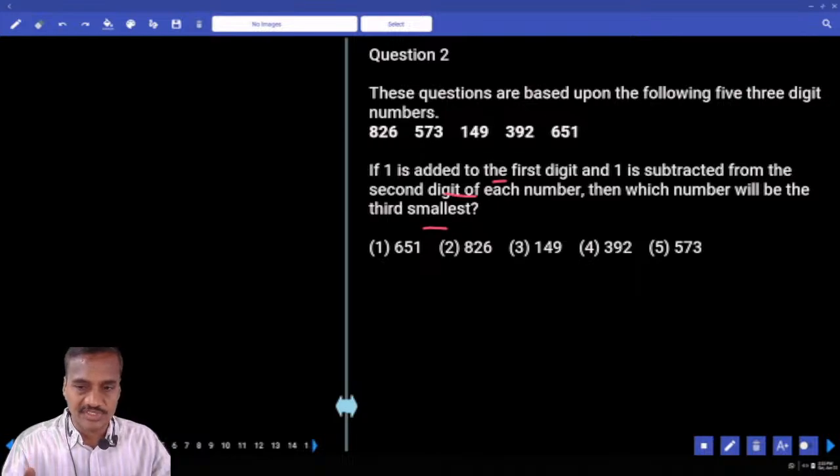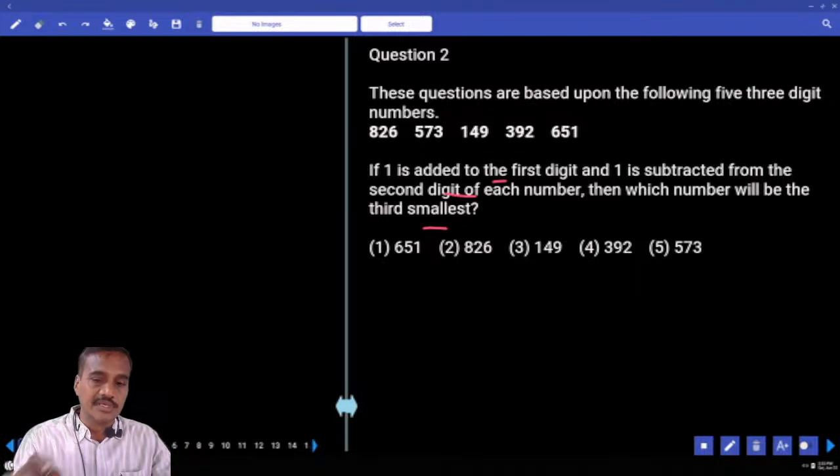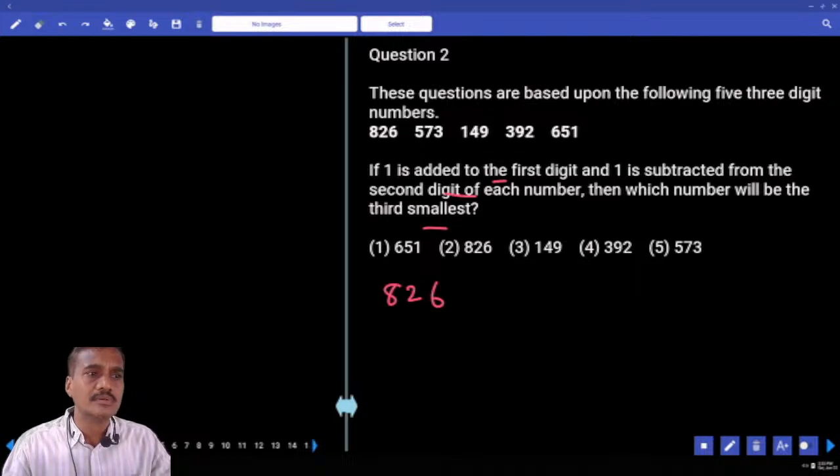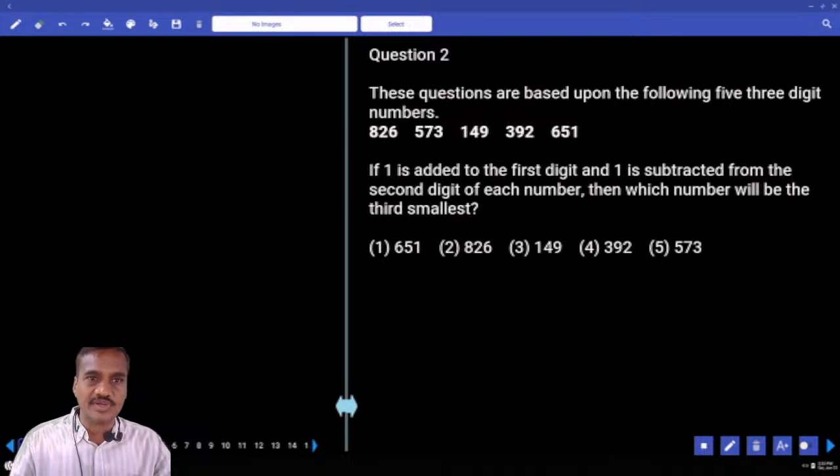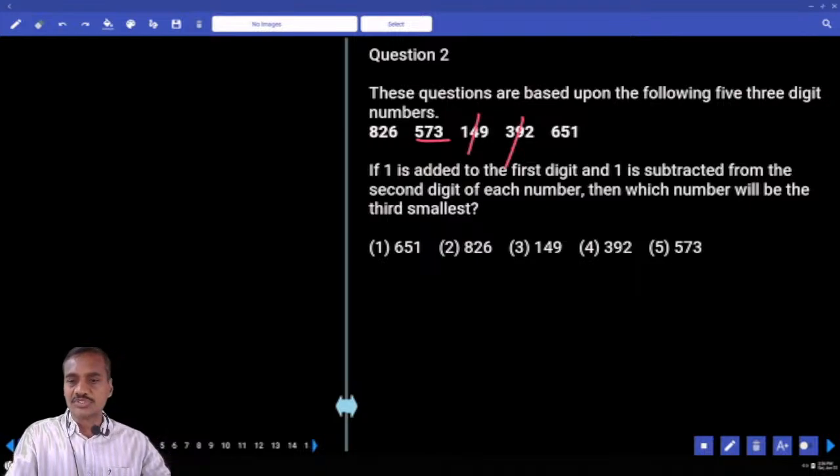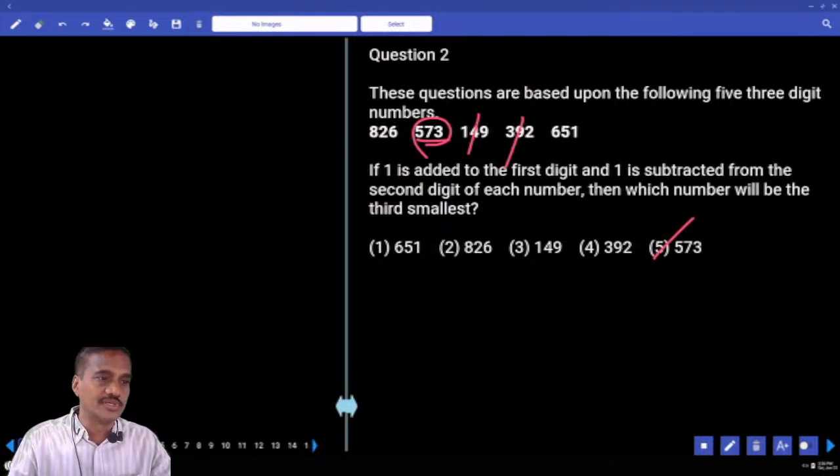Now 826, 1 is added to the first digit and 1 is subtracted from the second digit. If we do this, what does this number 826 become? Fine. What are we doing to all of them? We add 1. Since we are adding the same number 1 to all of them, there will be no difference for us. Clear? So now what should we do? Do directly what needs to be done. Directly means third smallest: this is 1, this is 2, this is 3. Right? Then what is the question here? Which number will be the third smallest? Now 573, that is choice 5. Am I following here? Good.